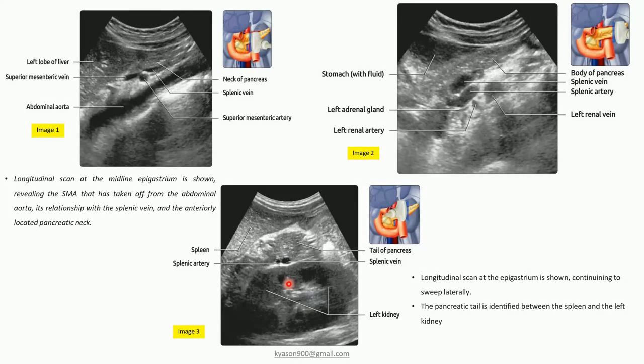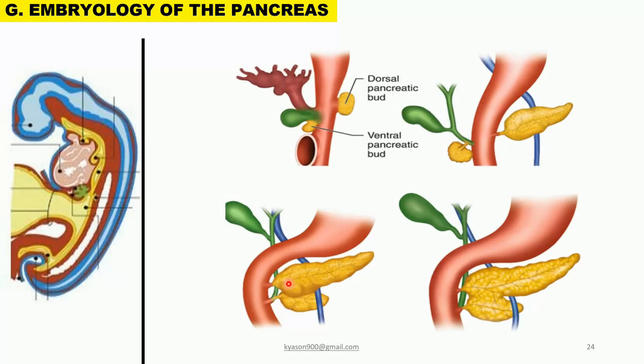Okay, so with all those features and relations, it's possible to identify the pancreas. There's no way you can confuse it with the surrounding structures. If you know the parts, if you know the relations, you can easily appreciate it well. How does it form? It's very easy and simple. These images can make it very, very clear for you.